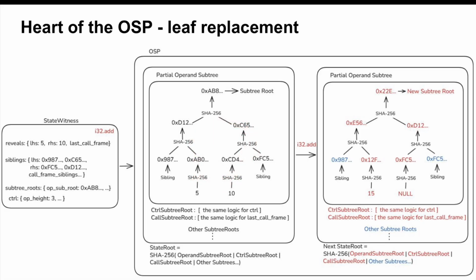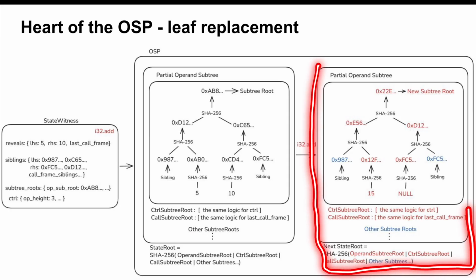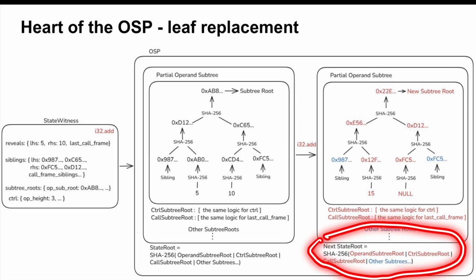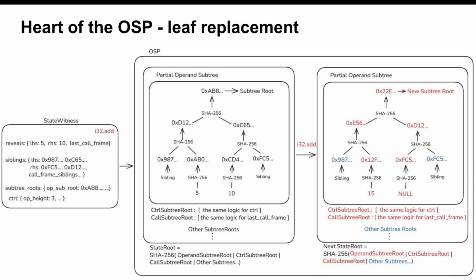So this is the same logic for the other subtrees. As we can see, we have the state root, and we do this addition operation in the OSP, and we create this new partial subtree by changing only the leaves, as I said. And the same logic here: the other subtree stays unchanged, and we compute the next new subtree by just changing the changed intermediate nodes or leaves, and we compute a new subtree using the siblings.